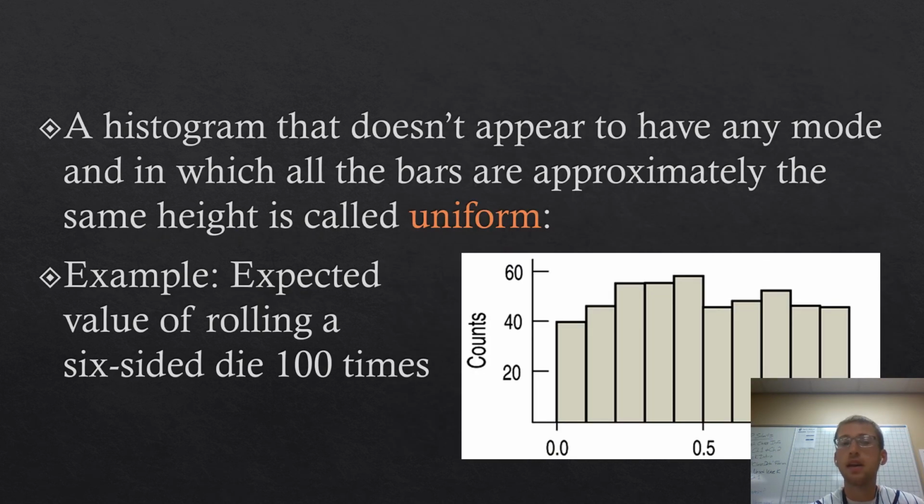Now, it's not always the case where a graph will have a very clear mode. So a histogram that doesn't appear to have any mode at all, and in which the bars are approximately the same height, is called uniform. So if we look at this, this is the expected value of rolling a six-sided die 100 times. There are some bars that are higher than others, but for the most part, it's pretty flat across the top. That's why we call it uniform. So try not to mix up the words unimodal and uniform. Unimodal, again, that's where we have one very clear hump in our graph, whereas uniform means we have a level top.